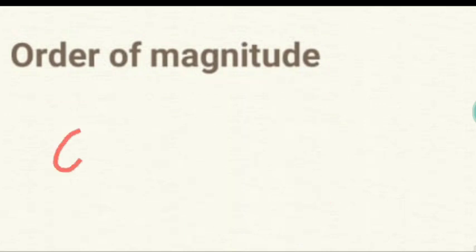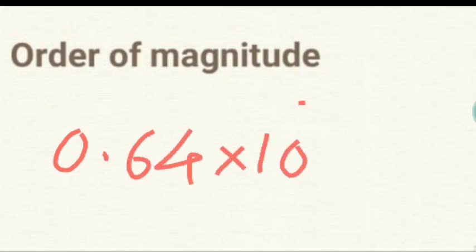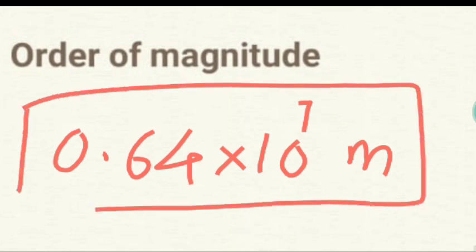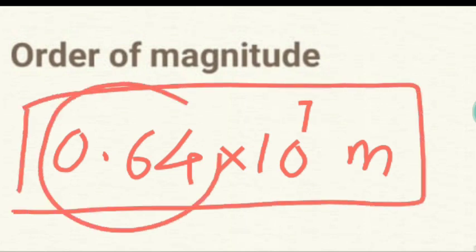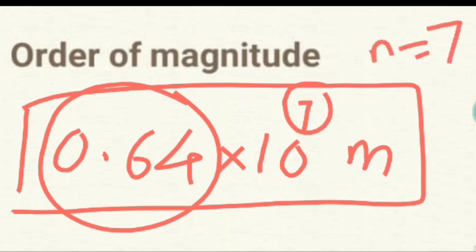So in this case, 0.64 into 10 to the power 7 meter is the radius of the earth. Now this is a and this is n. So the order of magnitude will be n equal to 7. And now here we can check the significant digits. So here significant digits are only 2.